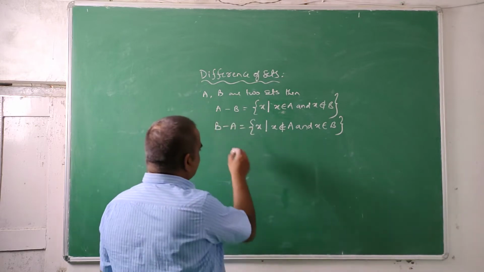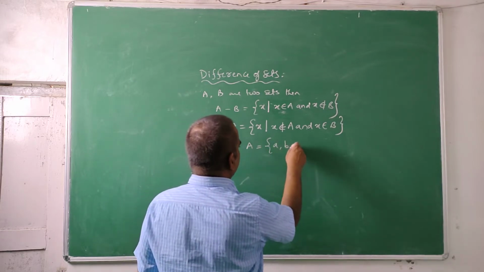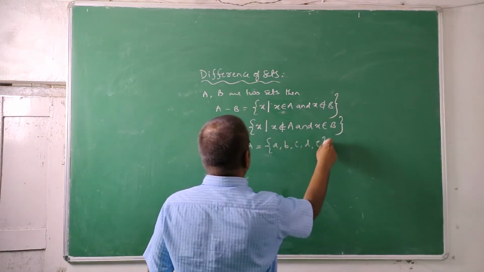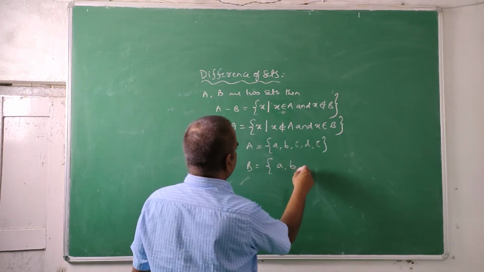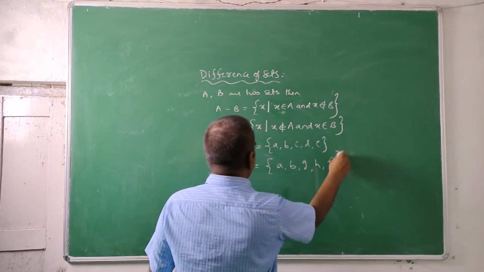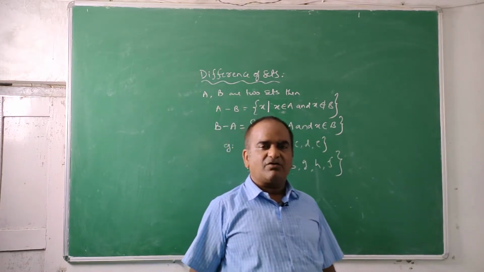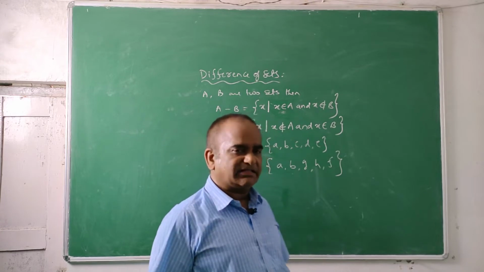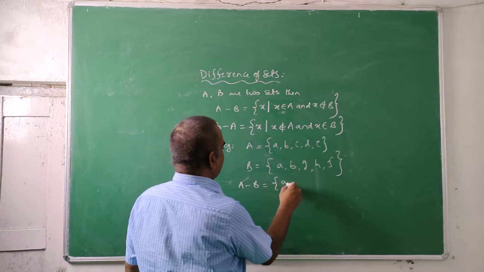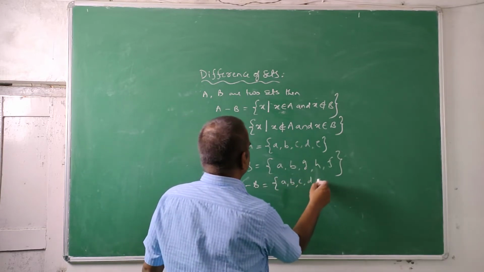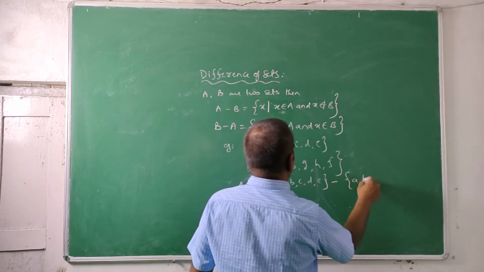Now let us take an example. A is equal to a, b, c, d, e and B is equal to a, b, g, h, f, say for a moment. So these are two sets A and B. Now you have to find A minus B and B minus A. So A minus B is equal to, what is A? a, b, c, d, e, minus, what is B? a, b, g, h, f.